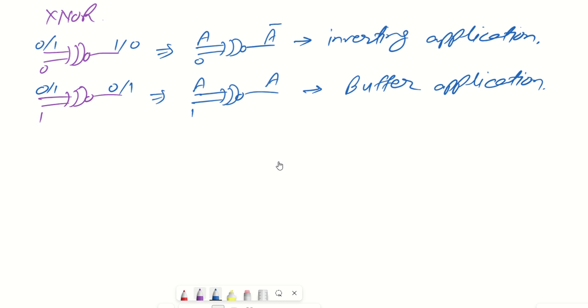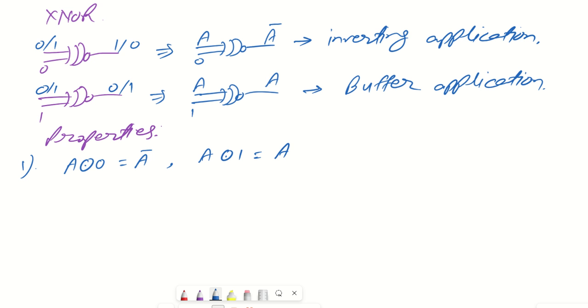Now let us talk about some of the properties of the XNOR gate. These are very important properties. Let us say the first one, A XNOR 0. You see here A XNOR 0 is A bar. It means it is going to give you the complement. Similar to that, if I do A XNOR 1, then it is going to give me A. It means it is a buffer application.